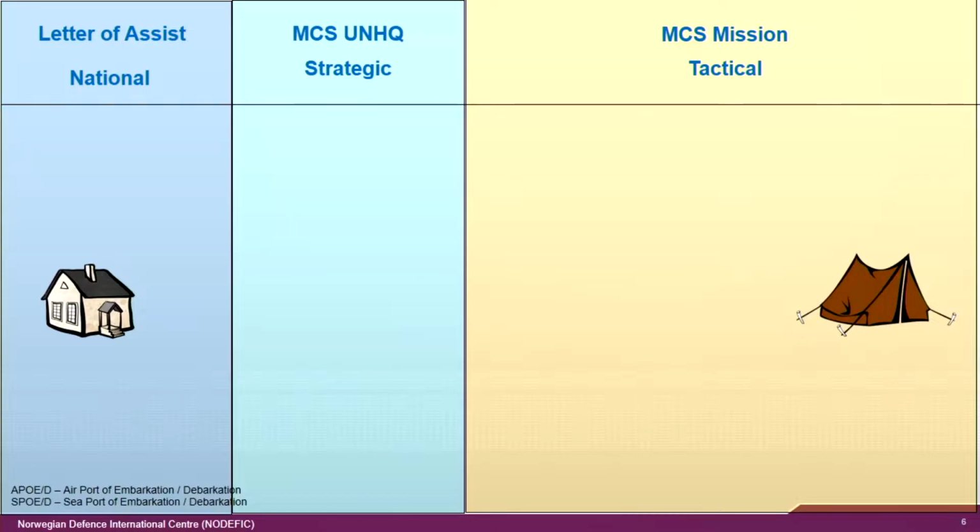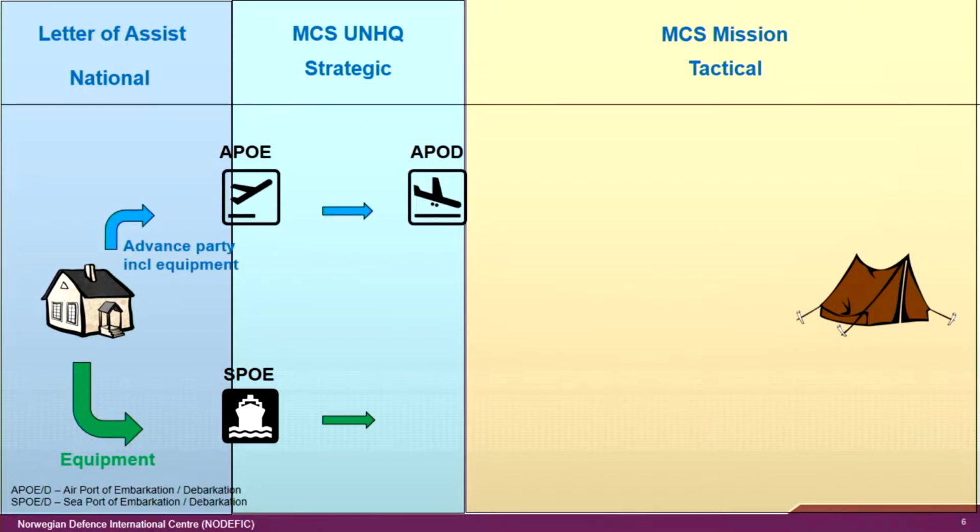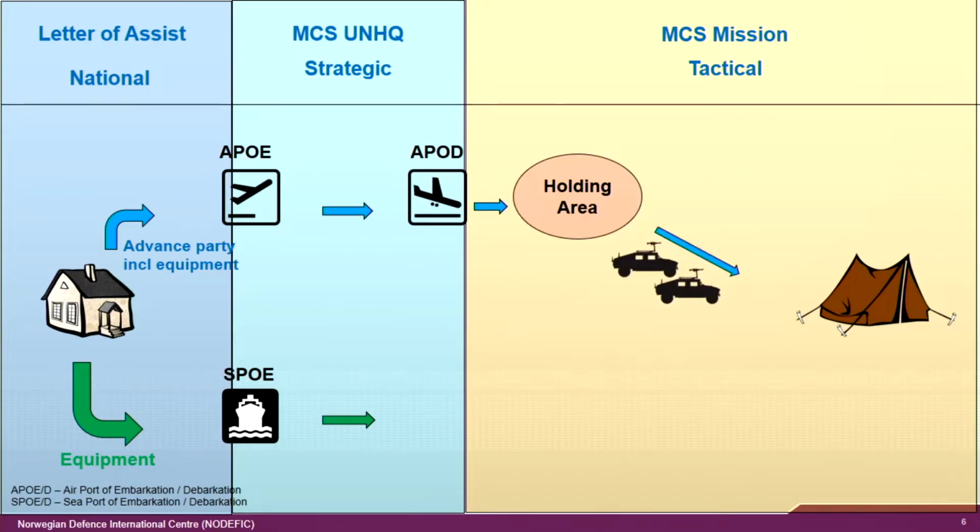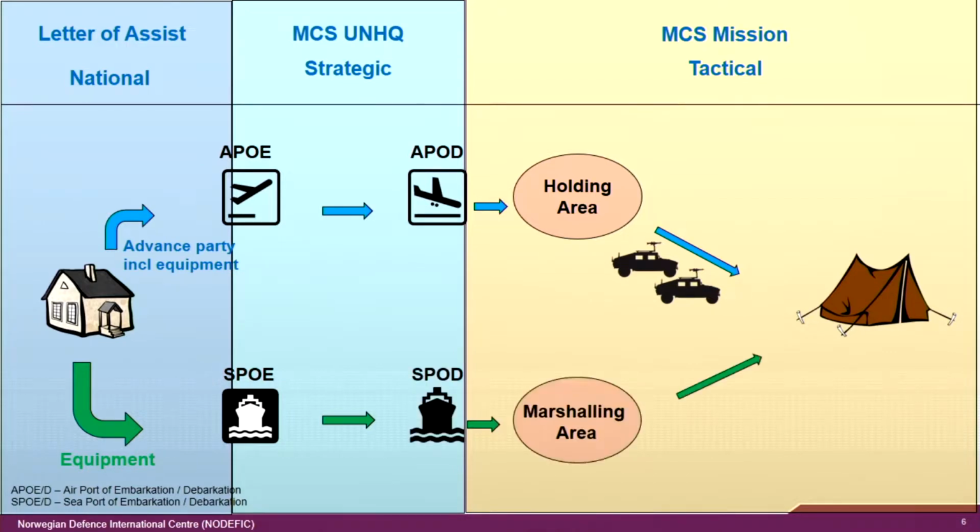Here we will present the total movement, including the advance party, and look at it in a generic time view. The contingent own equipment will start moving first. Long distances at sea will take time. The advance party will deploy by air 2 to 7 days prior to the contingent own equipment arriving at the temporary or permanent camp in the mission. Then the contingent own equipment has arrived at the temporary or permanent camp in the mission. The main body will start their movement to the mission.